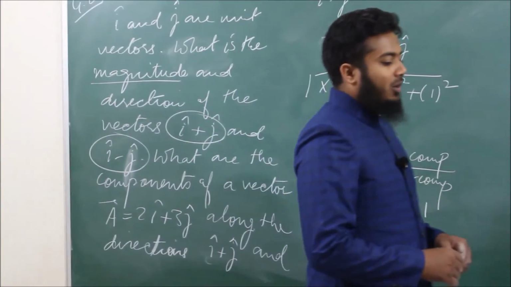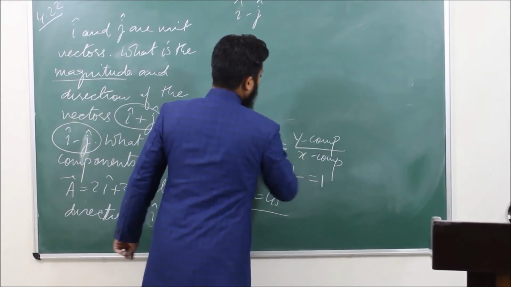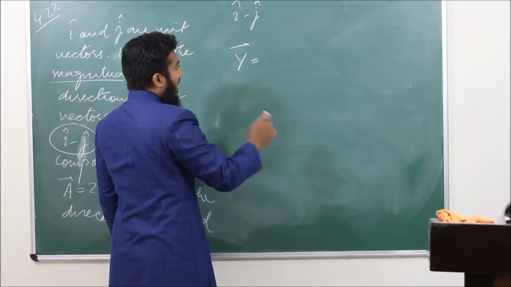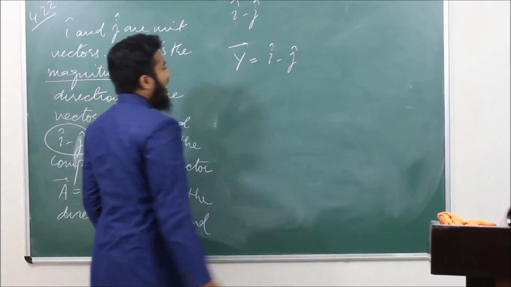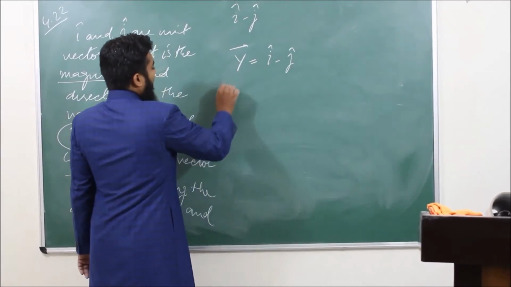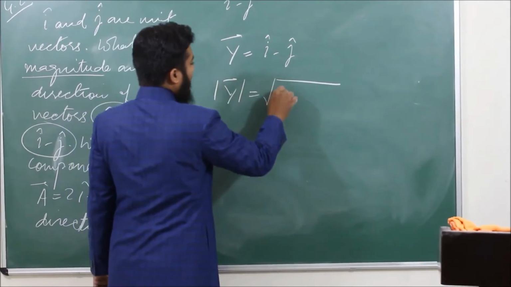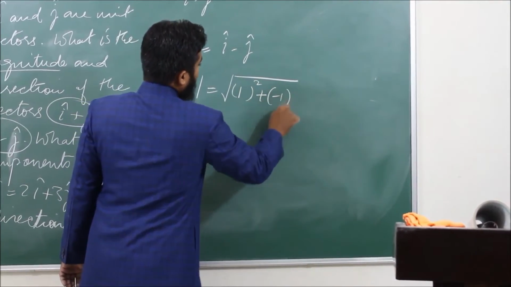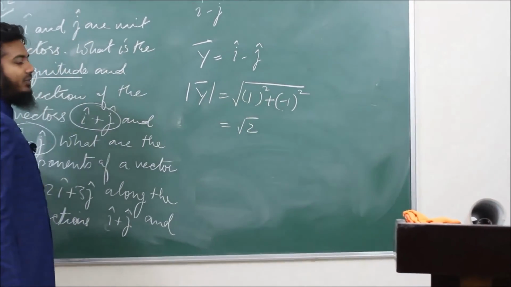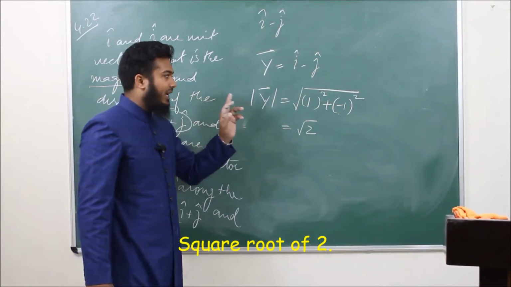And next, what is the magnitude of the second vector and its direction? Let's call that second vector i minus j, vector y. Again, this is not a vector along the y-axis. I'm using y just as a notation. Now the magnitude of vector y is again the square root of the x component squared, which is 1, and the y component squared, which is minus 1. So the square of minus 1 is again 1, and 1 plus 1 is 2. So the magnitude of vector y is square root of 2. And what is the angle? What is the angle made by this vector with the x-axis?